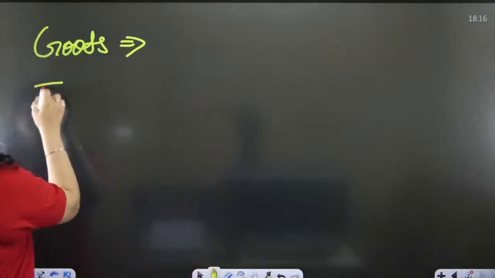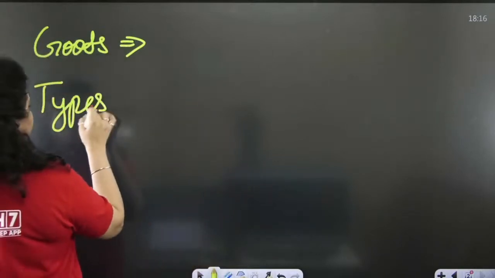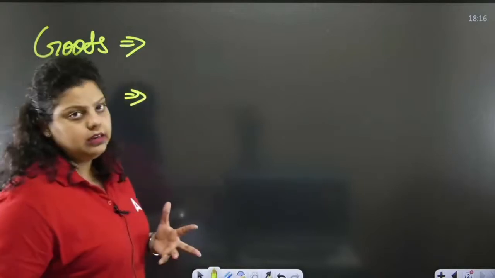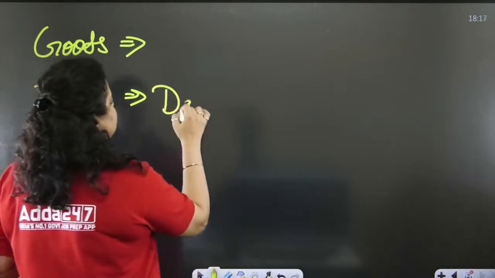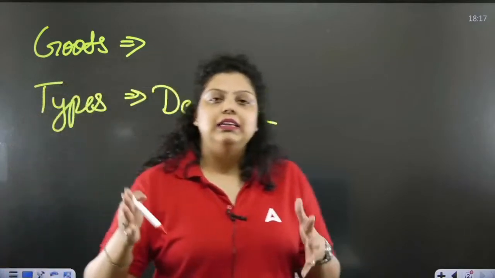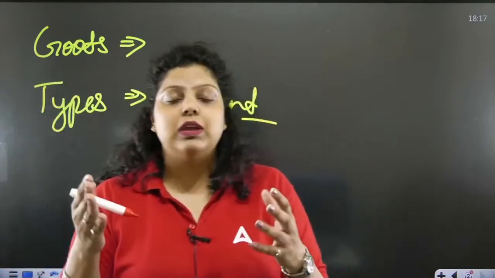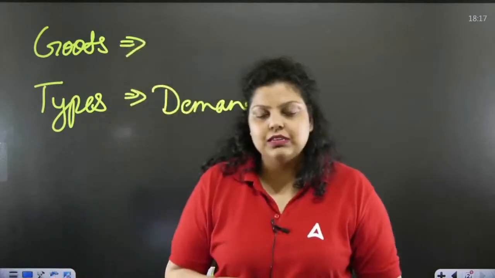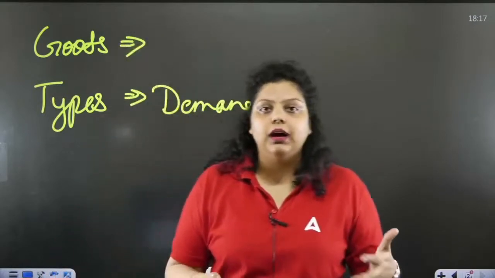Apart from types of goods, we have discussed certain types of demand. Obviously, first we discussed what demand is, and then we discussed the types of demand. So how many types of demand are there? Price demand, income demand, cross demand, joint demand, composite demand, individual demand, market demand, etc.